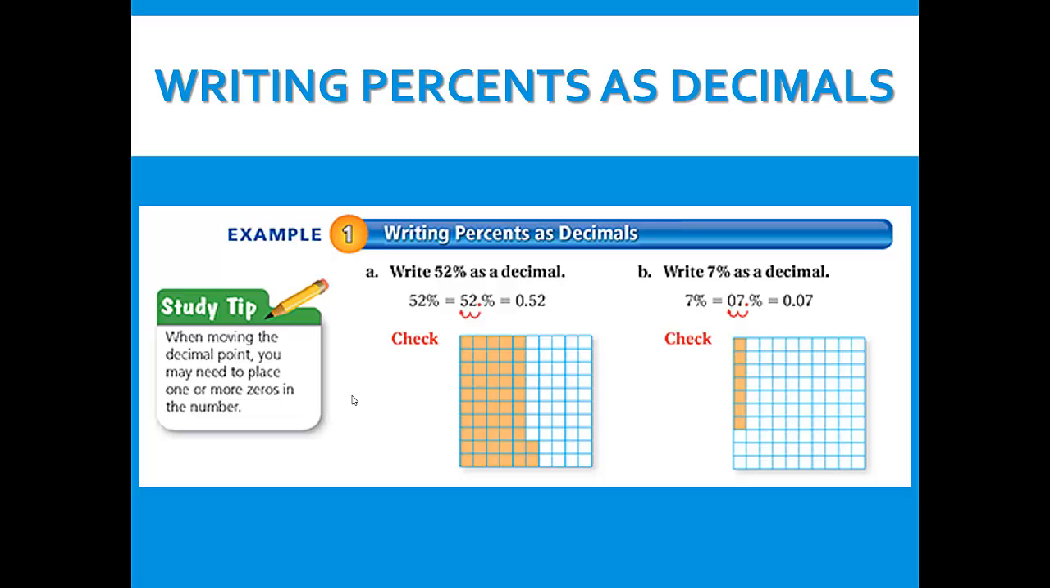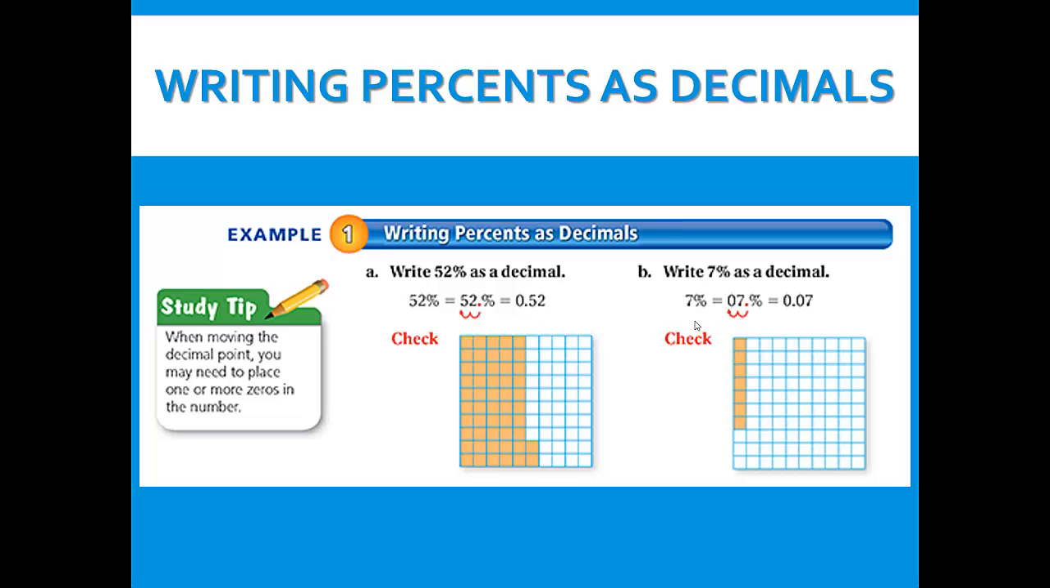For our first example for writing percents as decimals, we have A, write 52% as a decimal. We're going to move our decimal 2 places to the left. So if we started behind the 2 and move it up 2 places, that would put it in front of the 5, so we get 0.52 or 52 hundredths.